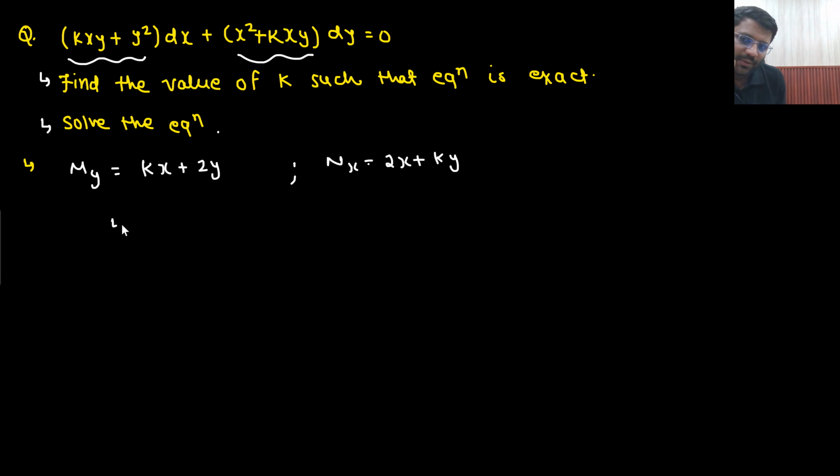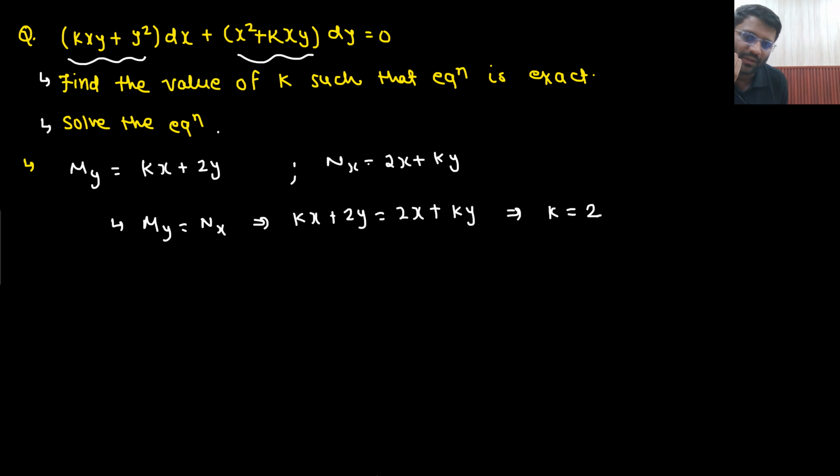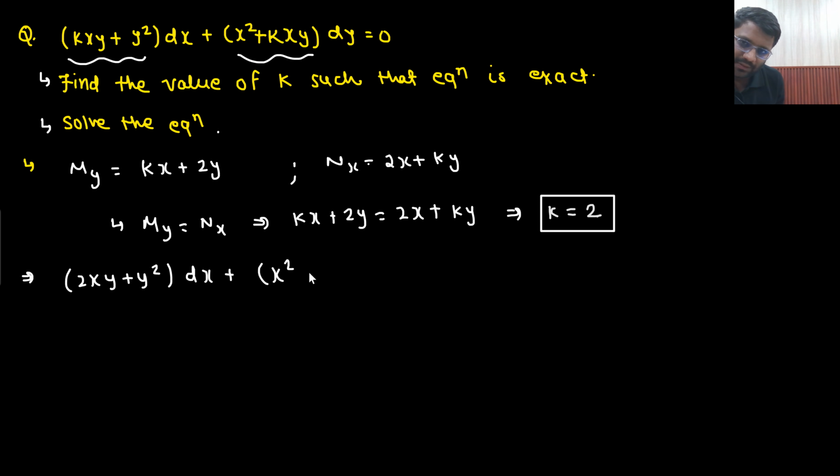Right. So from here what do I need to do? Sir, M_y equals N_x I am supposed to put. That means kx plus 2y would be equal to 2x plus ky. When you solve this equation, the value of k will come out to be 2. So what is the value of k? The value of k is 2. Now if the value of k is 2, you need to solve this equation. So (2xy plus y square) dx plus (x square plus 2xy) dy equals 0.